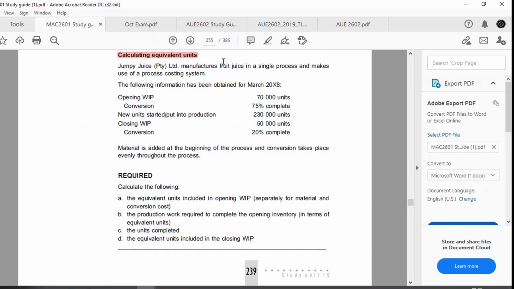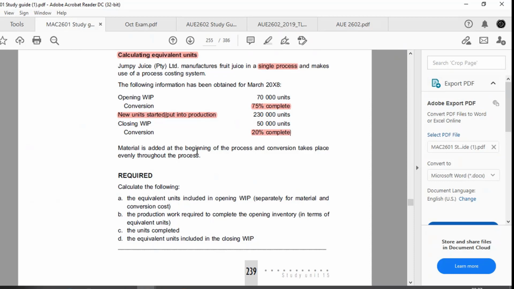Jumpy Juice manufactures fruit juice in a single process and makes use of process costing. The following were given. You've got an opening WIP of 70 units, and conversion-wise, they are 75% complete. Then new units are put into production, 230,000 units, and your closing WIP is 50,000 units, and the conversion is 20% complete. Material is added at the beginning of the process, and conversion takes place throughout evenly.